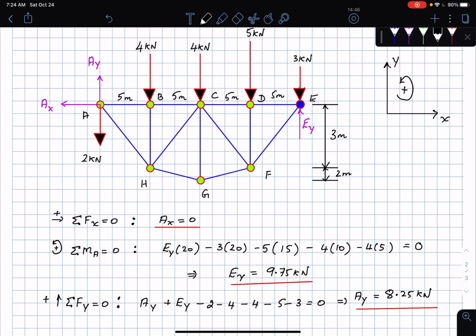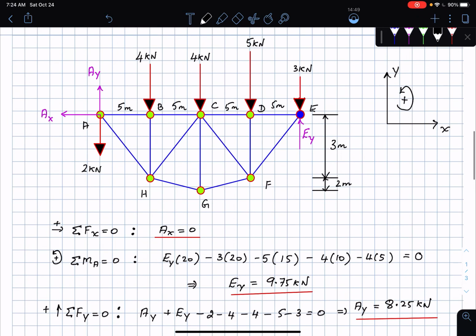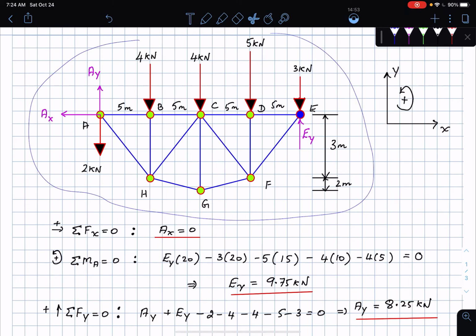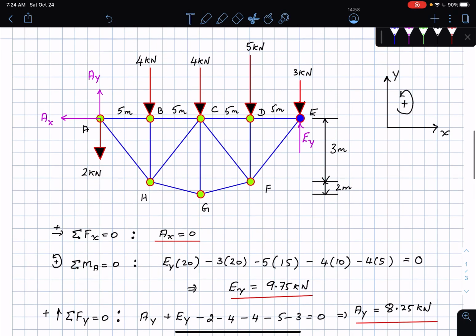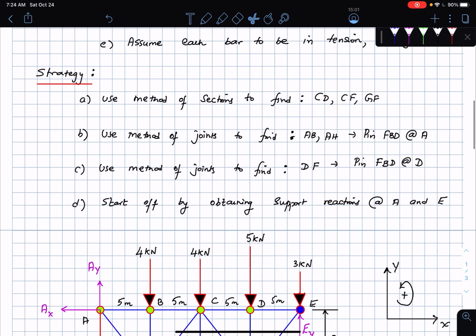I'm done with the support reactions, and I'm going to grab my figure once again, because we are now going to make use of the method of sections. If I very quickly go back to my checklist, I start off by obtaining the support reactions. This is done. Then the next step is to use the method of sections to find CD, CF, and GF. It's not necessary that I use the method of sections first. I can use the method of joints first as well. There is no necessity that I follow this particular order.